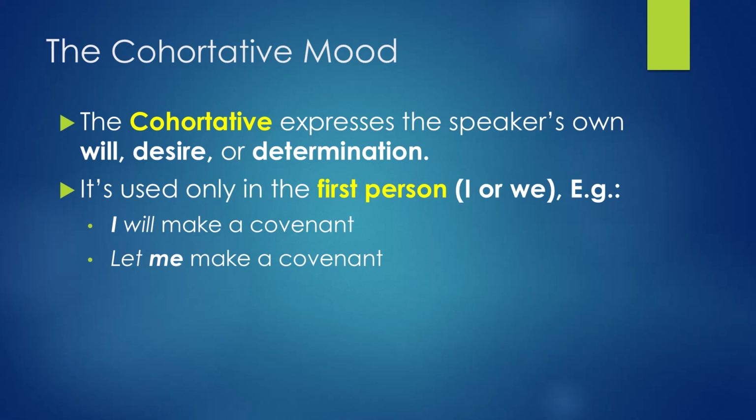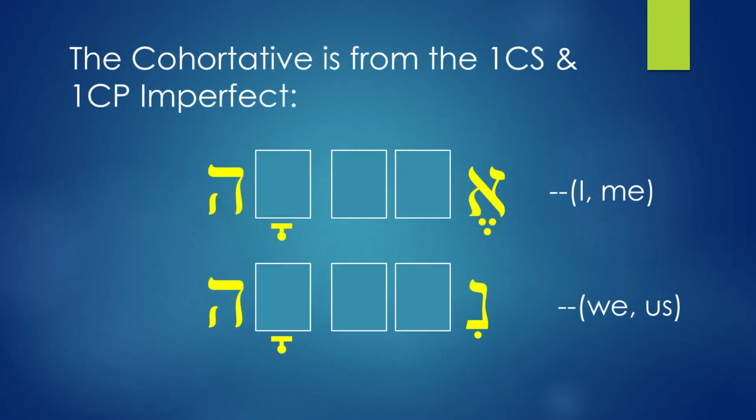All right, let's see how it's built. Let's see how the quotative mood is built. So the quotative mood is from the 1CS and 1CP of the imperfect tense. And if you know the imperfect tense, the moods are going to be very easy because the three moods are going to use the imperfect tense. Remember, the quotative mood only uses the first person, singular and plural.